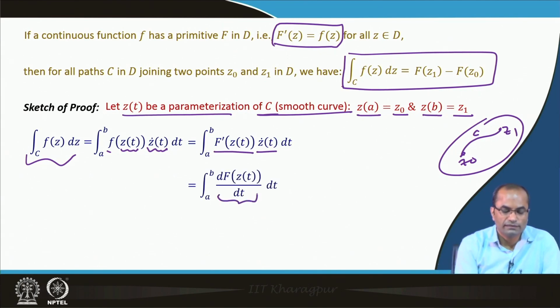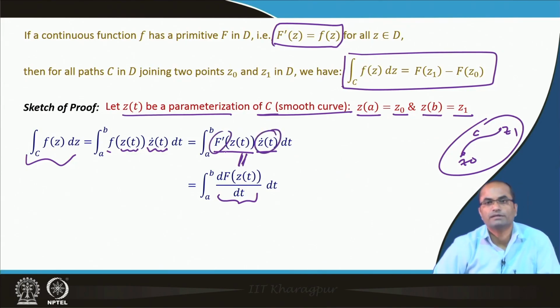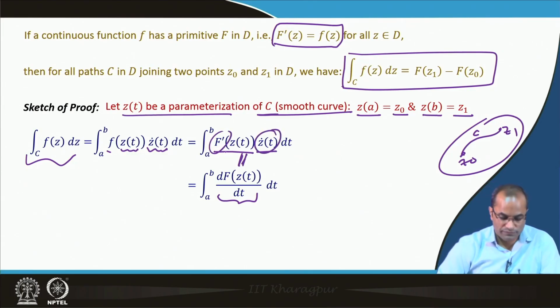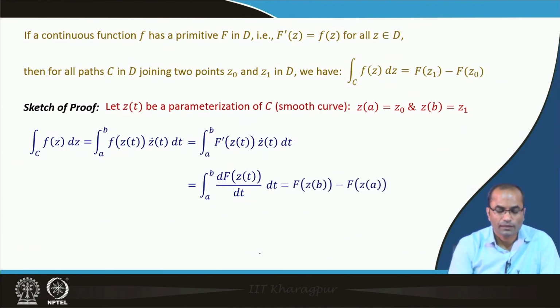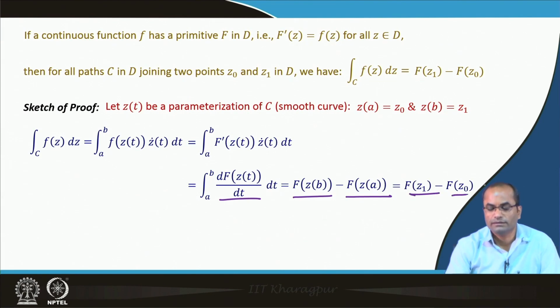This is exactly the chain rule. The derivative of F(z(t)) with respect to t is the derivative of F with respect to z times the derivative of z with respect to t. So, we can write this down, and then we are talking about the integral of this derivative. This is just F(z) evaluated at b minus F(z) evaluated at a, and z(b) and z(a) were exactly z1 and z0.